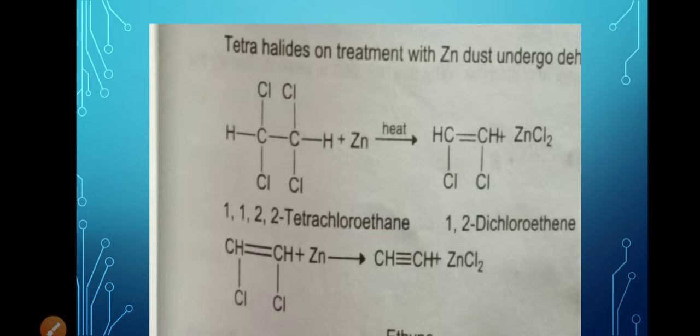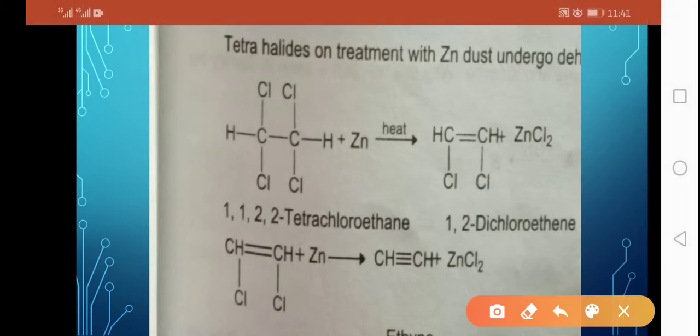Students, this is an equation showing the reaction of tetrahalides with zinc. These are the reaction conditions: for the dehalogenation of tetrahalides, we will carry out the reaction of tetrahalides with zinc dust, and we will apply heat. That means we will just heat the reacting materials. And after the reaction, one chlorine, which is a halogen, will be removed from this carbon atom, and another chlorine will be removed from this carbon atom.